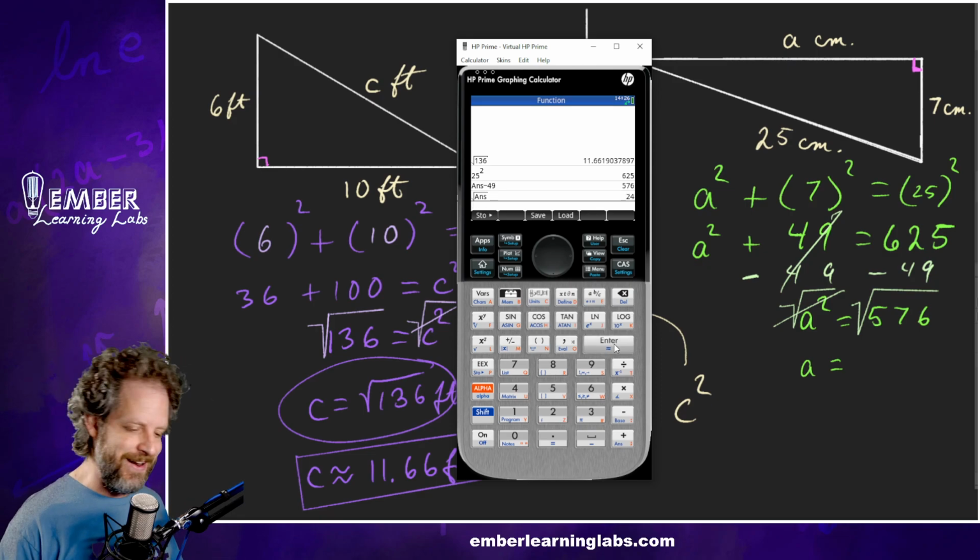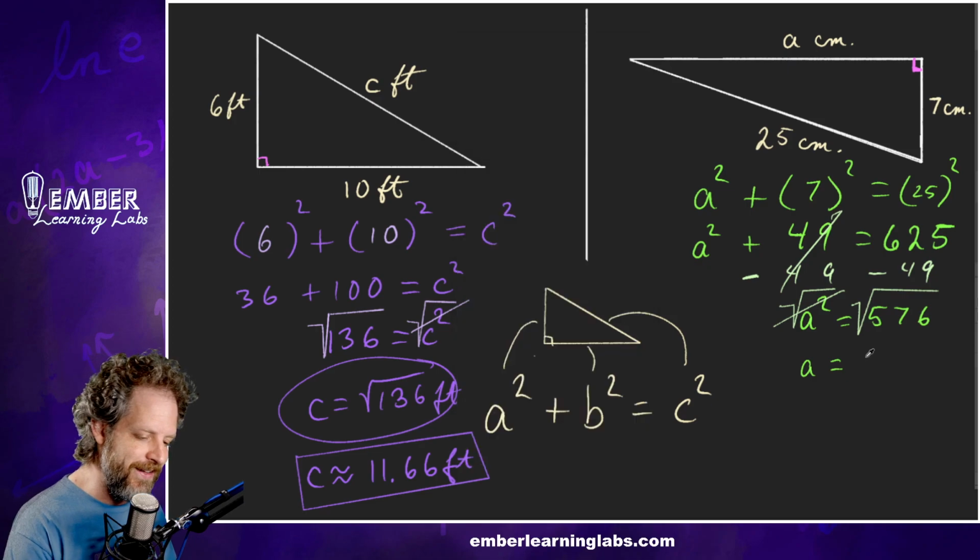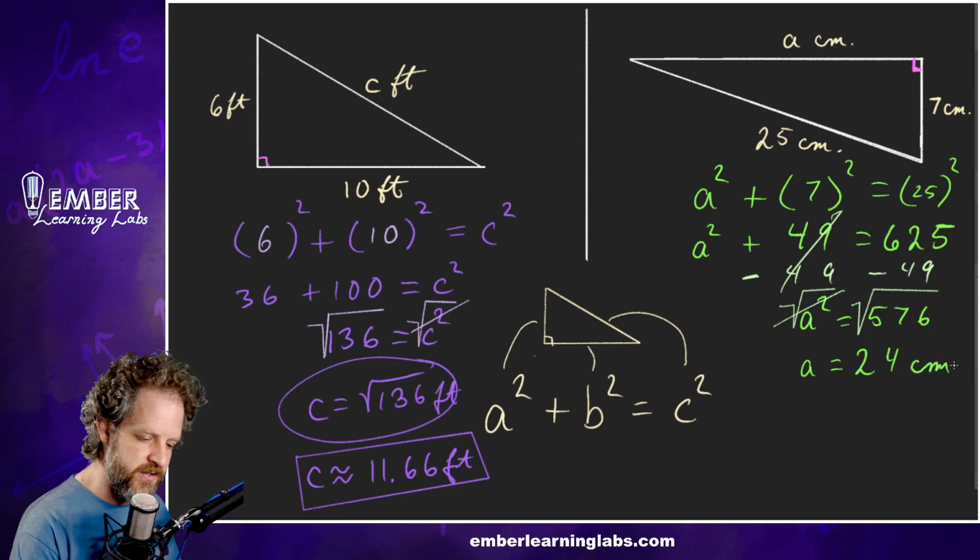Now, that was in my notes, so I kind of cheated a little bit on there. But our answer is A equals 24. Don't forget to put the units when we have them. It's 24 centimeters.